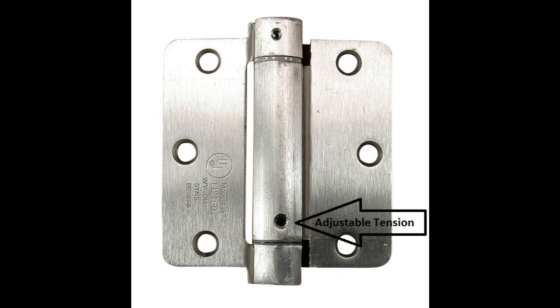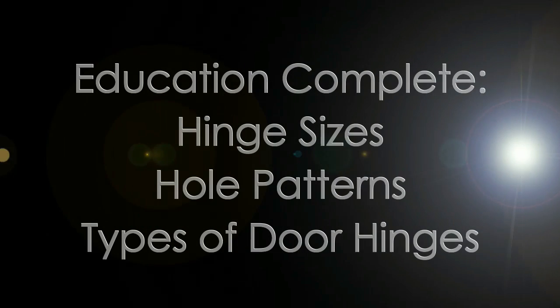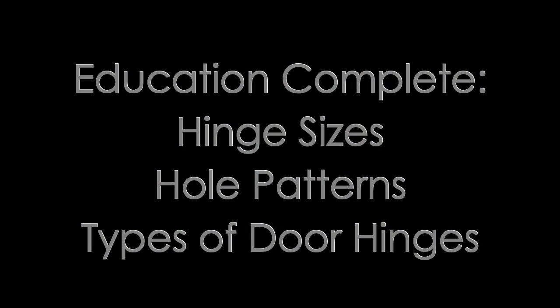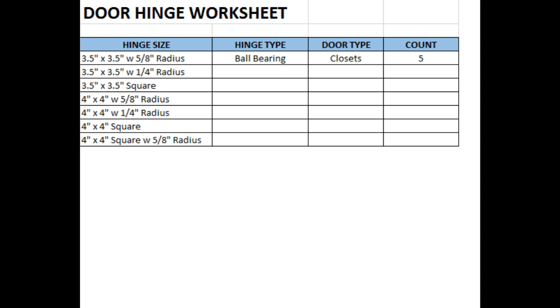Now that you are educated on the hinge sizes, hole patterns, and types of hinges for residential use, you need to start counting your doors. Once you have determined how many interior and exterior doors you have, along with the types and sizes of hinges you need for every door, you are ready to go shopping.